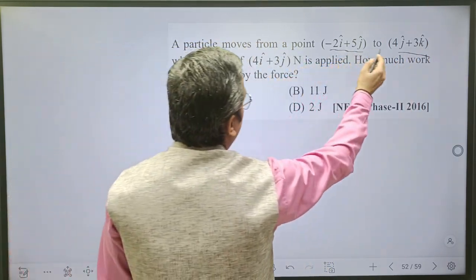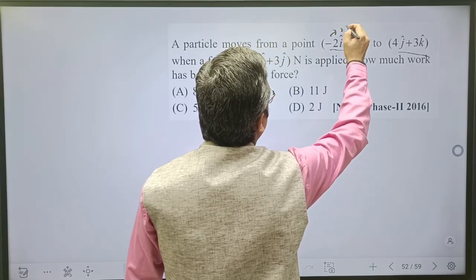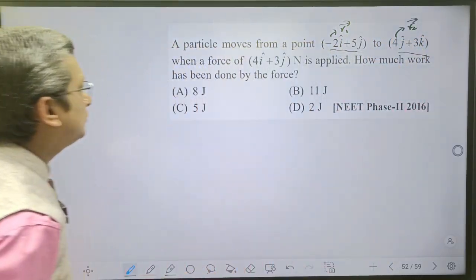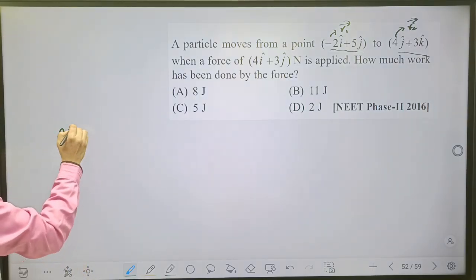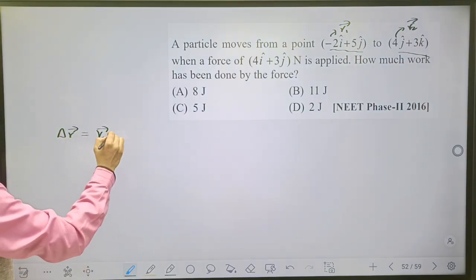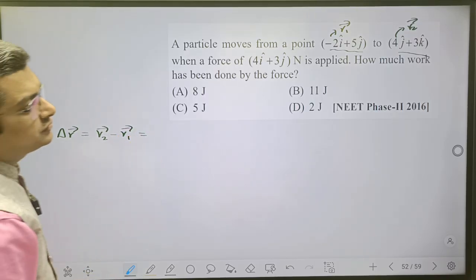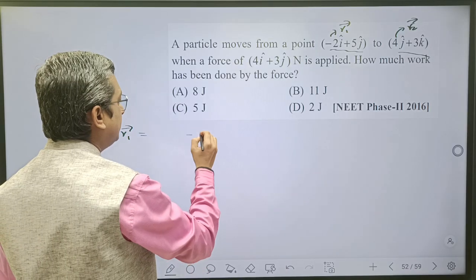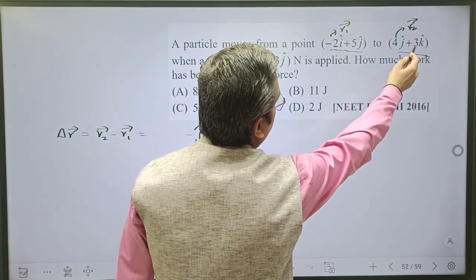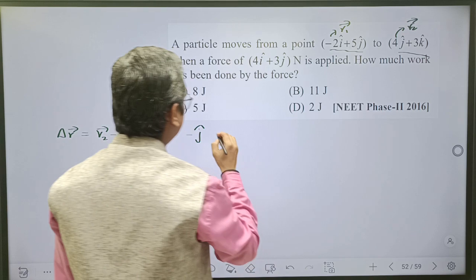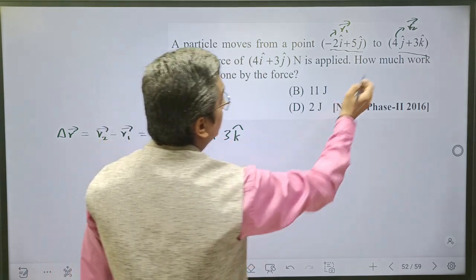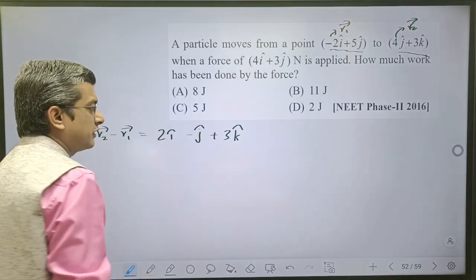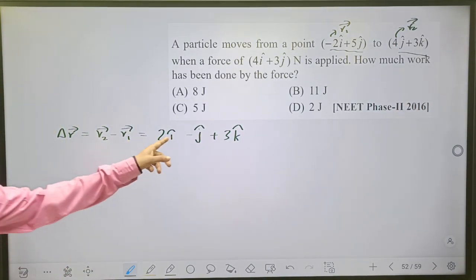A particle moves from an initial position to a final position. This is r1, you can say initial position, this is r2, you can say final position. So the change in position vector, that is delta r, is given by r2 vector minus r1 vector. So this is 4 j cap minus 5 j cap, which is minus j cap. Here there is no 3 k cap in r1, so this will be plus 3 k cap, and here no I cap, minus minus, so this will be 2 I cap.